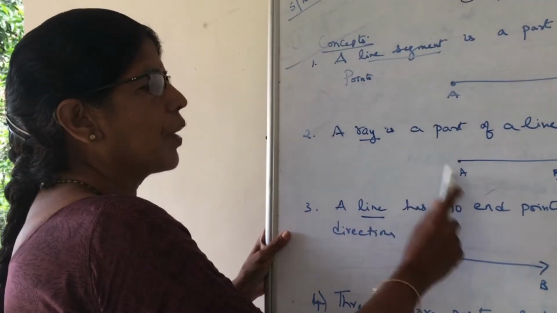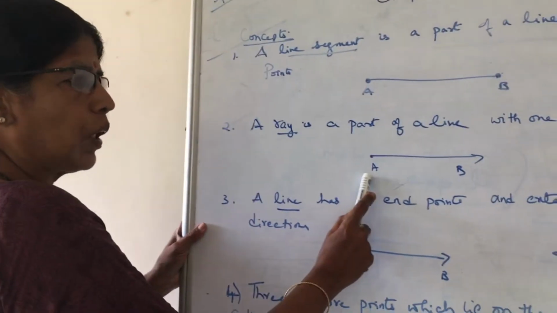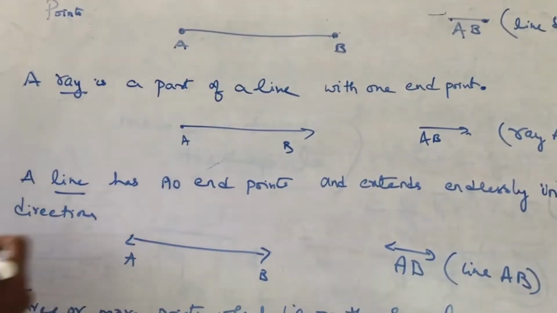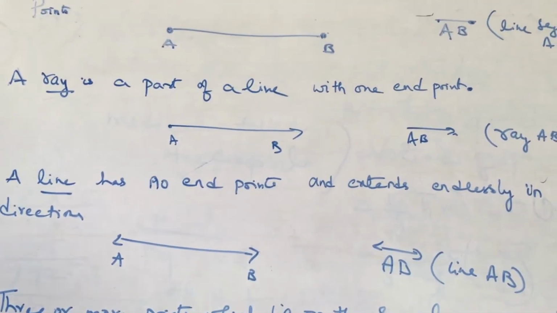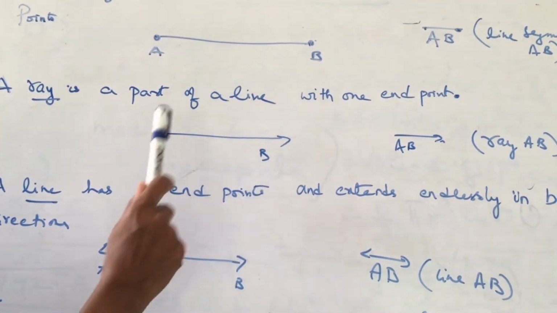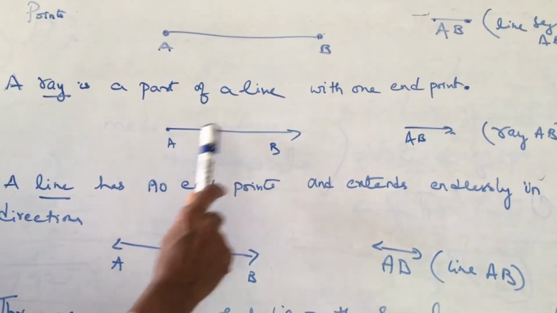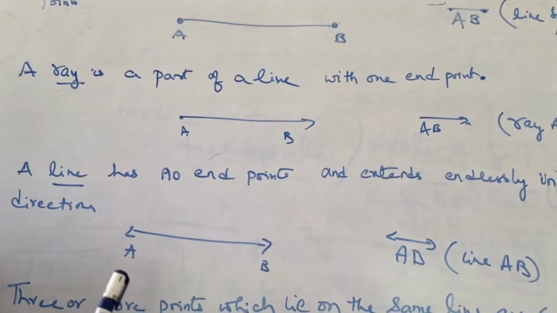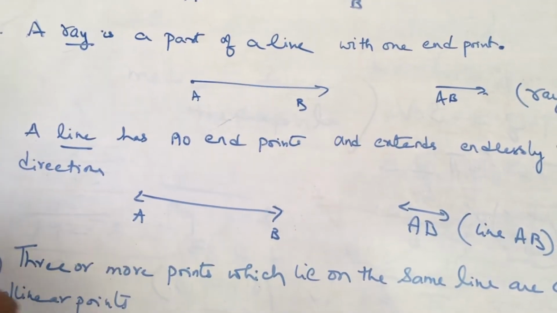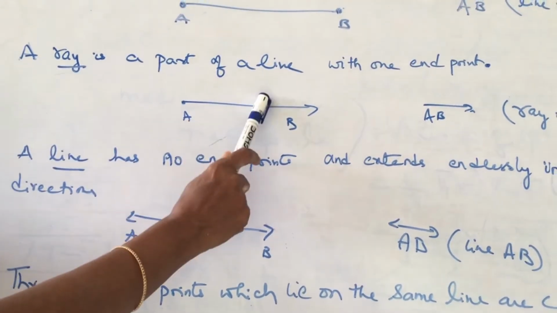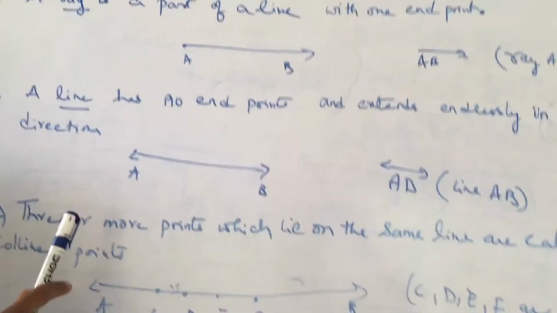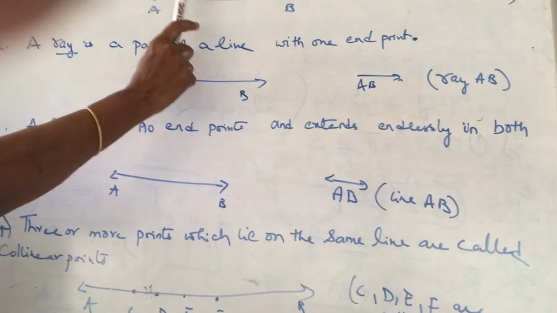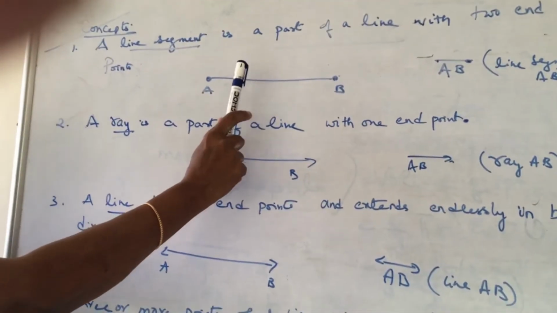Third, a ray. A ray is a part of a line with only one endpoint. This ray will extend only in one direction. Why? Because it has only one arrowhead. A line extends in both directions. A ray extends only in one direction. You cannot measure a line nor a ray, but you can measure only a line segment because it has got two endpoints.